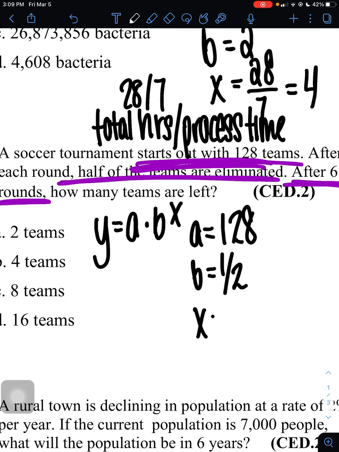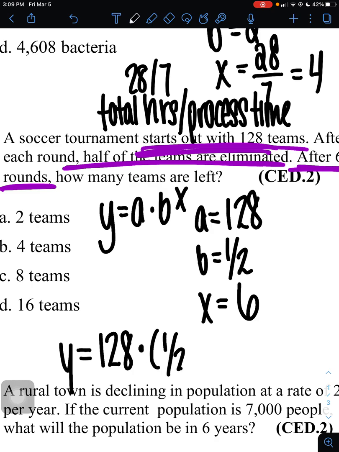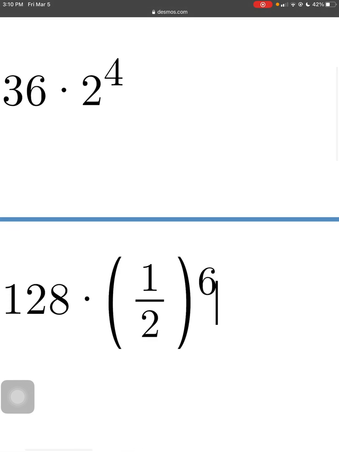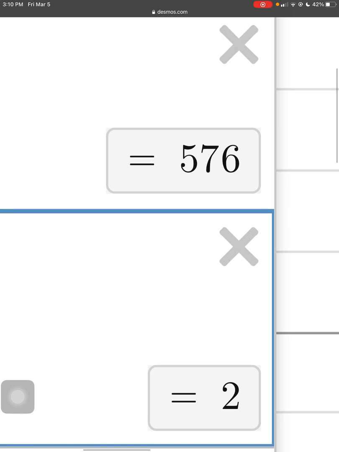Now x represents the number of times it happens, the number of cycles. But they asked us after 6 rounds. So that's the x right there, 6. So now, again, we have everything we need to write this out. So I'm going to go ahead and do so. I have 128 times 1/2, and then my exponent 6. I already put this in the decimals for us to save us time. I can see that it evaluates to 2.